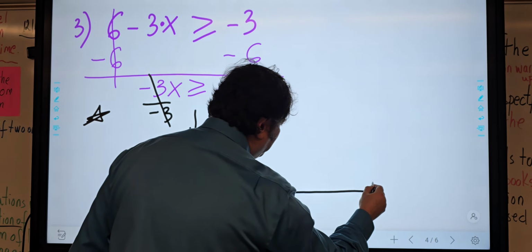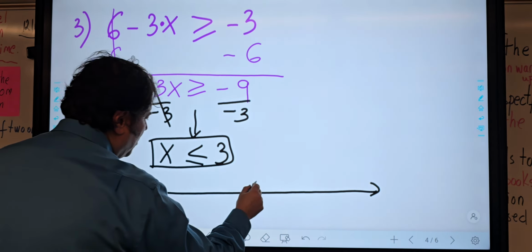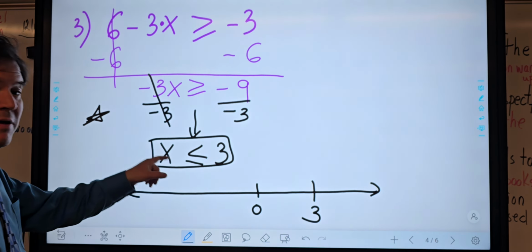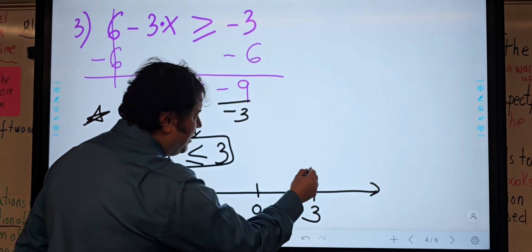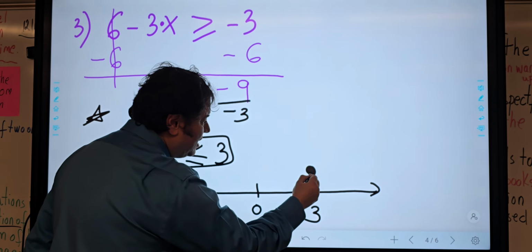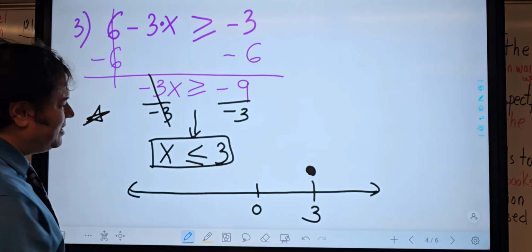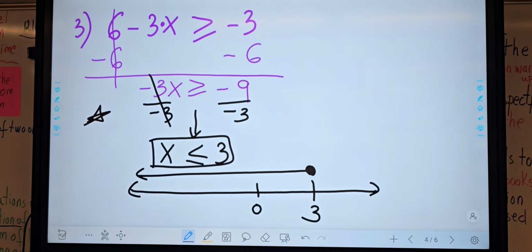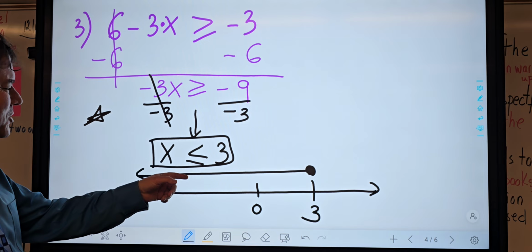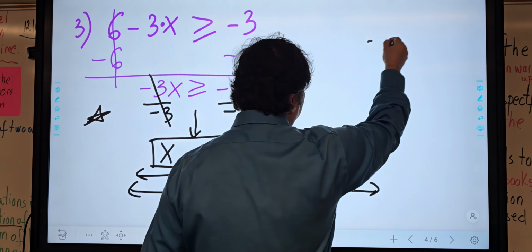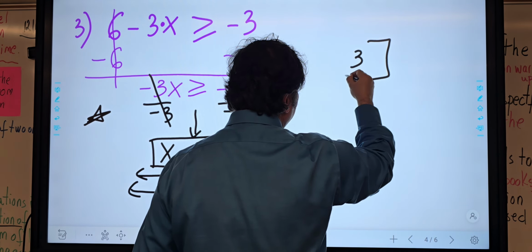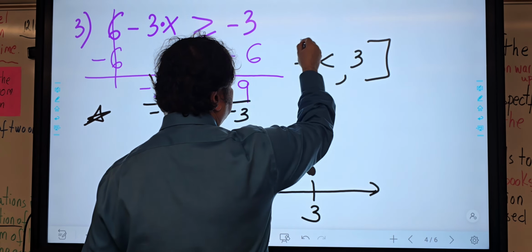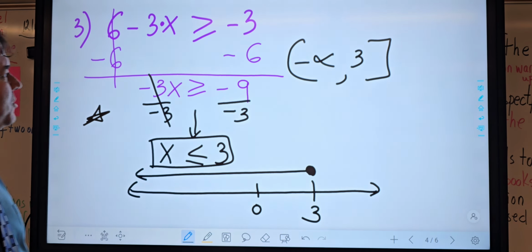So on the number line, we go to positive 3. And then because we have less than or equal to 3, it's going to be closed at 3, which means 3 is going to be included in the answer. And then we are following the arrows, and we go to the left of 3. And again, using the interval notation, at 3 we have a bracket. And then we go to negative infinity. And that's going to be our answer.